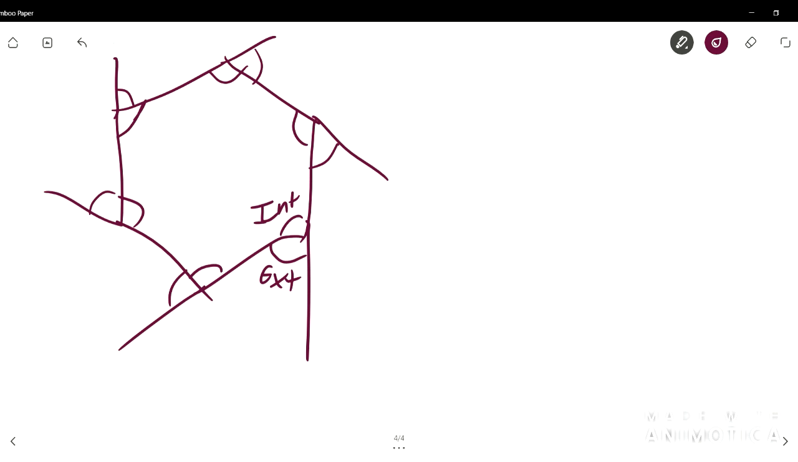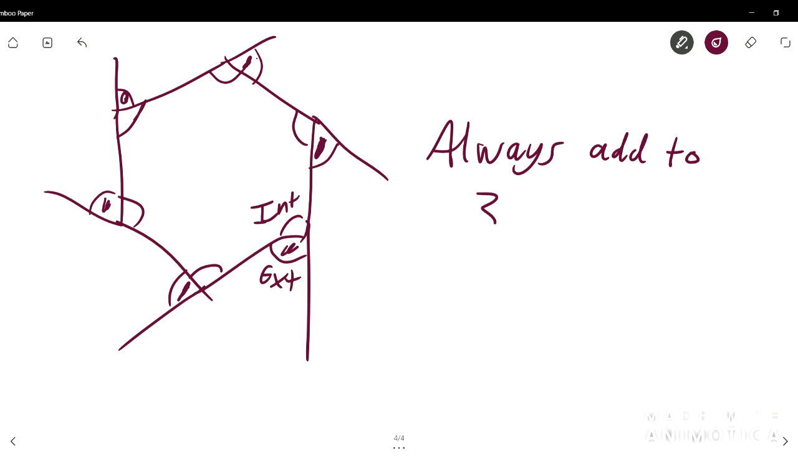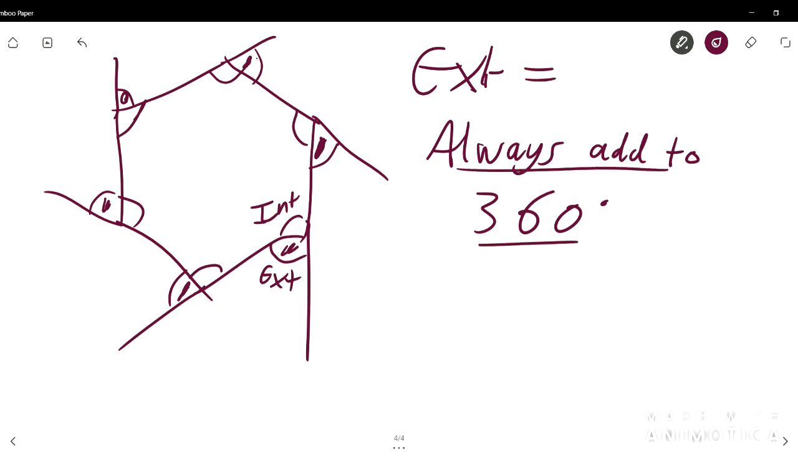Okay, now bit of magic here, lovely bit of maths this. So if you add all of these exterior angles up together, magically they will always add to 360 degrees. So exterior angles always add to 360 degrees. Magic.